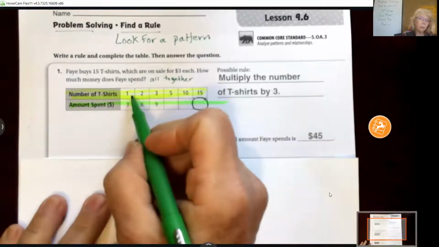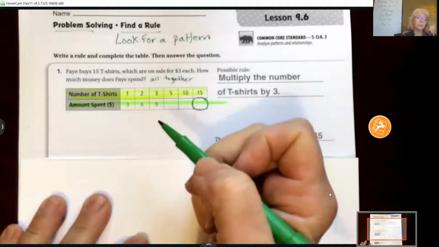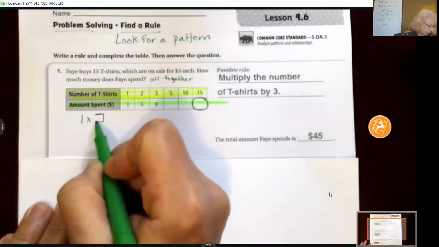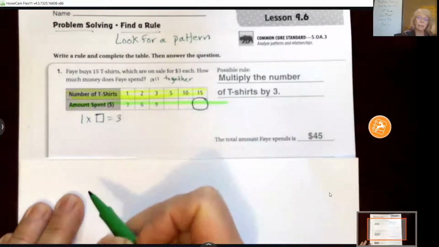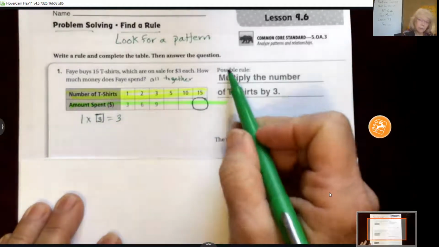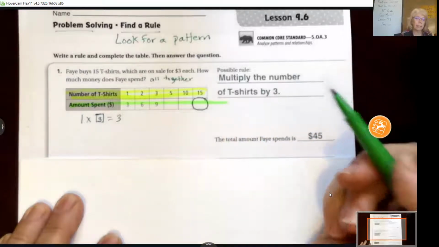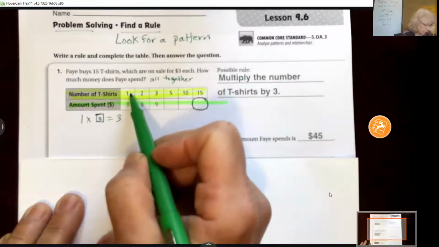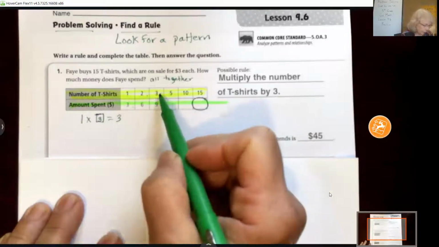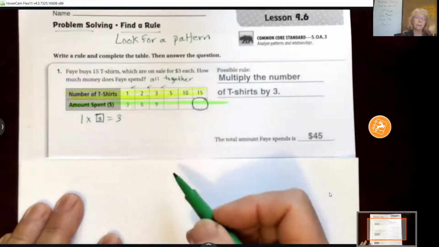So when they start with a 1, it's pretty easy, especially if we're going to try multiplication first. So we would say 1 times what number, some unknown number, equals 3. Well, then we can see that that number is 3. And so as you see, their possible rule is multiply the number of t-shirts by 3. So let's see if it works. 1 times 3 is 3. That works. 2 times 3 is 6. 3 times 3 is 9. So we have this working in all 3 cases here.